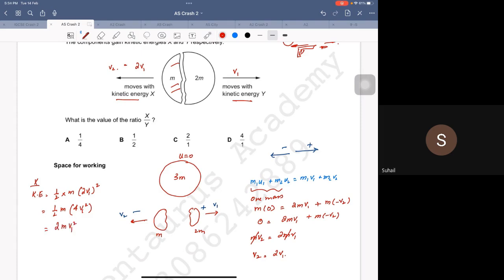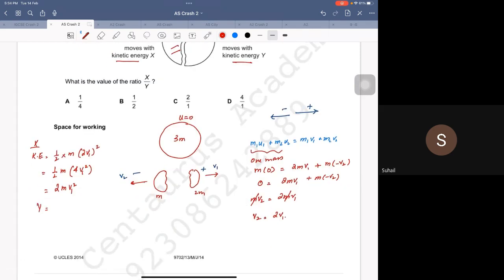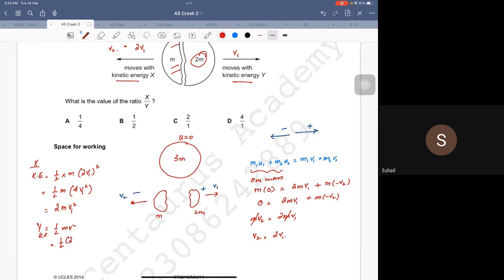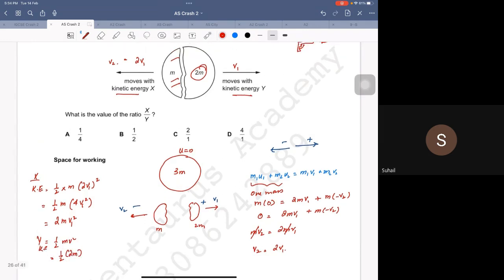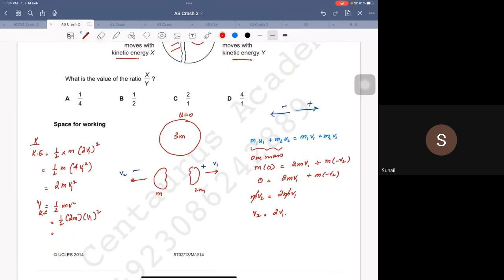2m v1 squared. So this is for x. Then for y, we can find it as half mv squared. So it's going to be half the mass of y, which was 2m, and then the velocity was just v1's whole square. Anyway, this will cancel out, and this will be m v1 square.